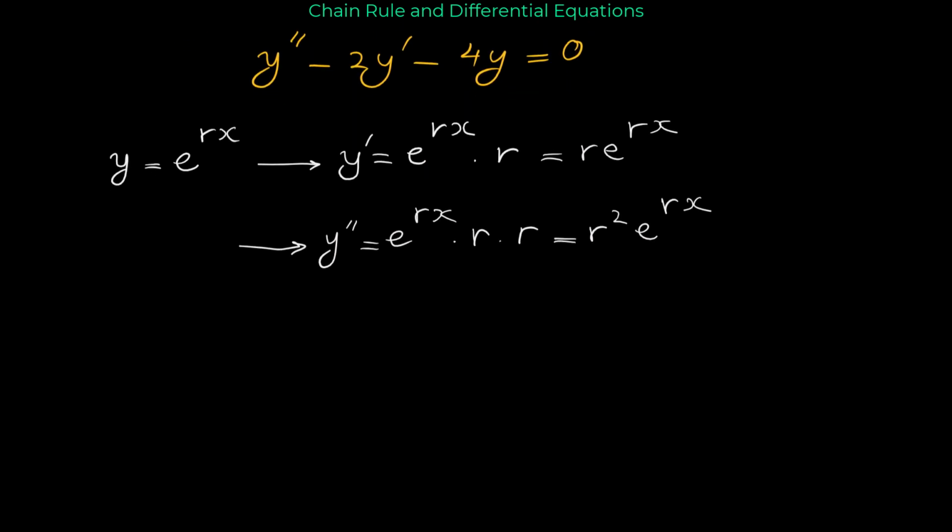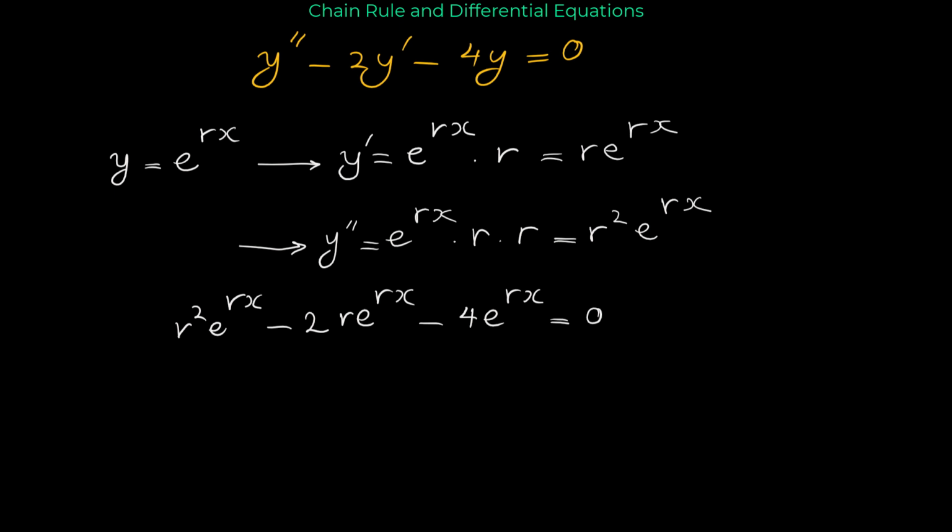Y double prime is r to the 2 e to the rx, minus 2 times y prime. Y prime is r e to the rx, minus 4 times y, minus 4 times e to the rx equals 0. Now we have to solve this differential equation to find the value of r.